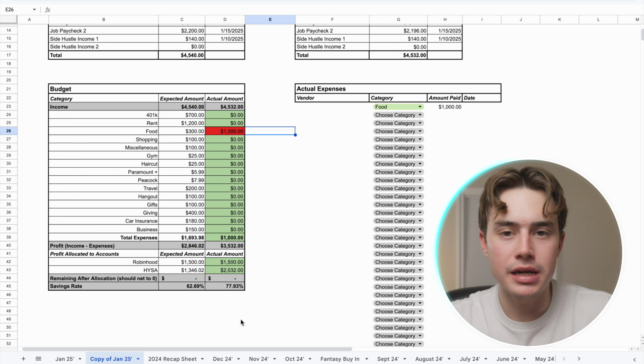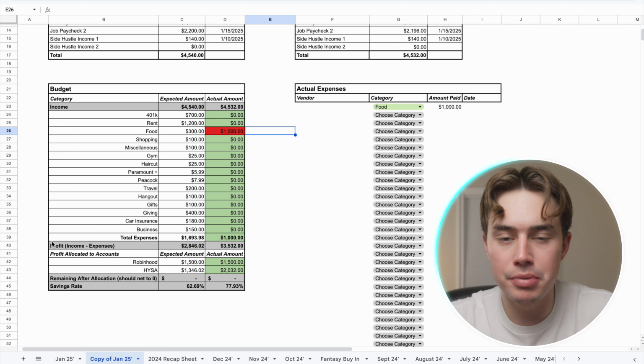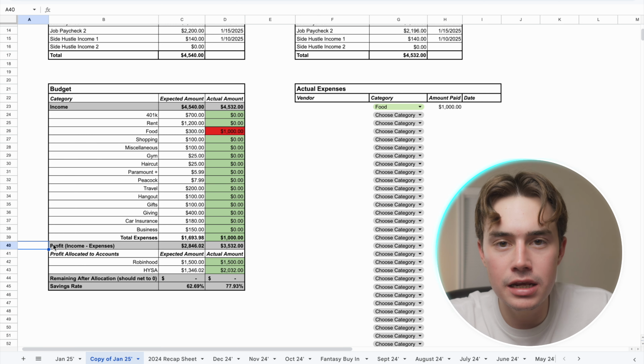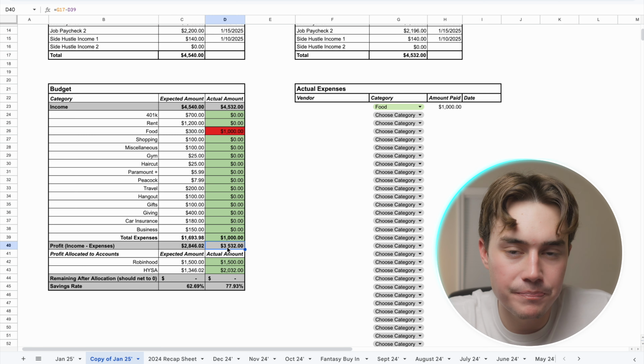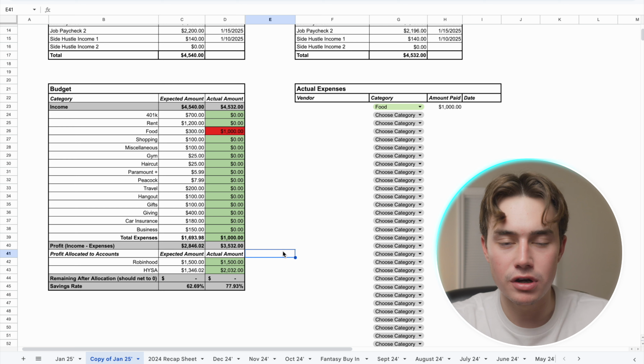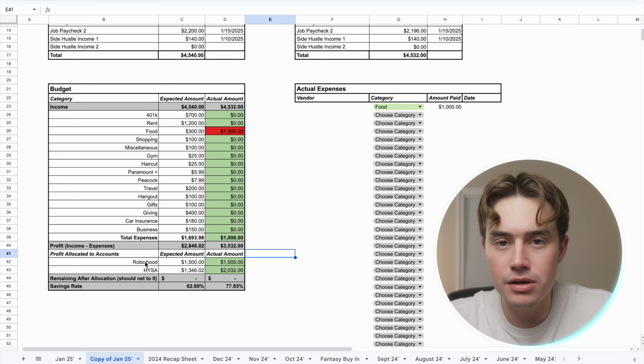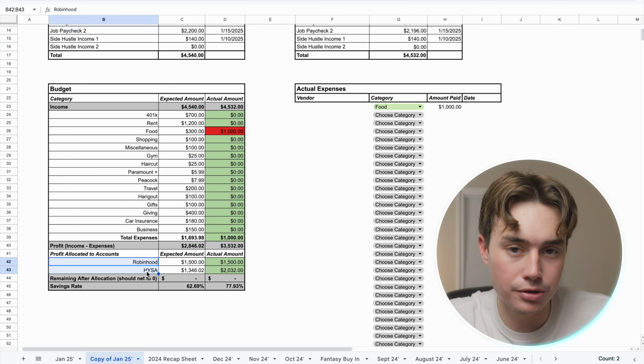Now, the final part of this whole operation, after inputting all of my expenses, is deciding what to do with the money that I have left over, or in other words, my profit for the month. My profit is shown in the table on the left and equals my income minus expenses. This is the amount I'm left with after all of my spending and retirement investing for the month. I then allocate this amount to two different places, my high yield savings account and my traditional brokerage account.